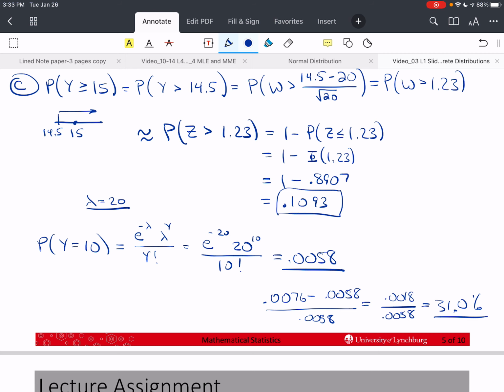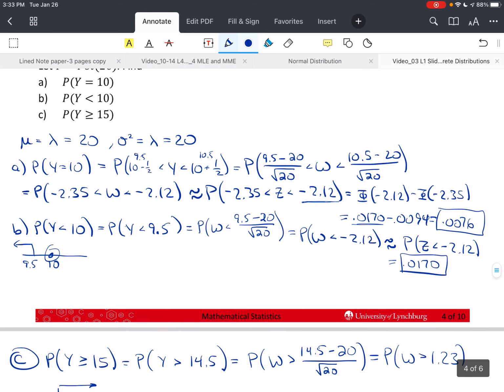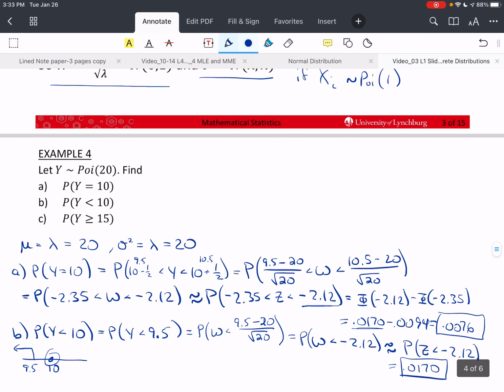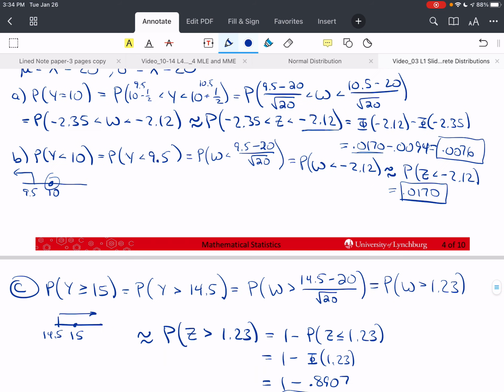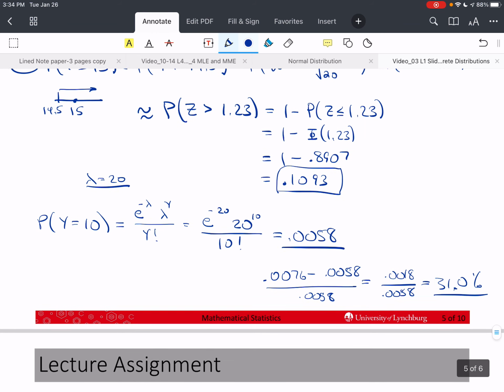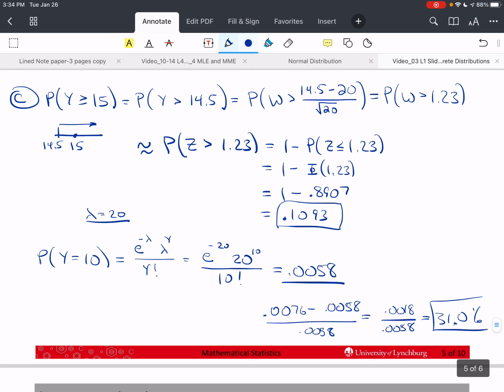So we'd need to increase n. Remember that n is going to be equal to 20 in this case, because each xi is a Poisson 1 random variable. So we'd certainly need a sample size larger than 20 in this case to get a better estimate.